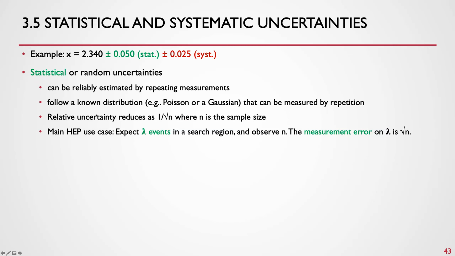In many high energy physics use cases, one expects a certain Poissonian mean number of events. Let's say you expect 2.3 events, like is given here, and then one observes an integer count. You either observe 2 or you observe 3 or you observe 10. The expected measurement error, the statistical uncertainty, is then the square root of the expected number. So you expect 100 Z bosons in a given time interval, and your expected uncertainty is 10.